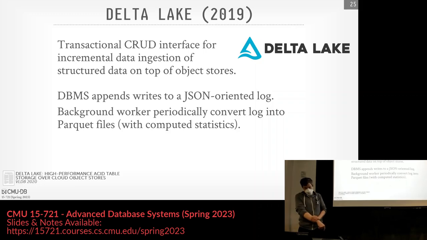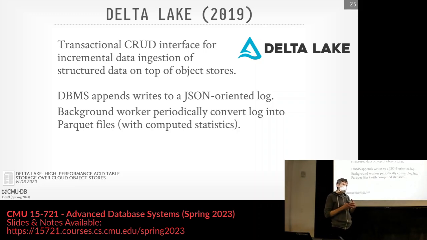So in 2019, Databricks announced, we have this thing called Delta Lake. And the way you think of it is a transactional data store that provides basic insert, update, delete operations and some scans over structured data that's going to be stored in your data lake, on top of your S3 or whatever object store you're using.